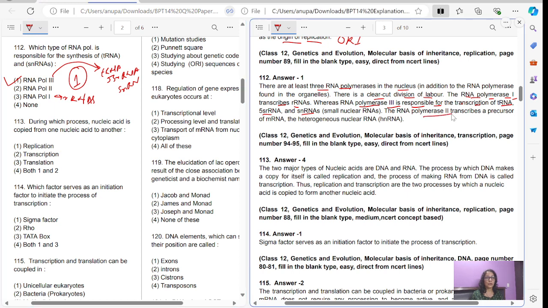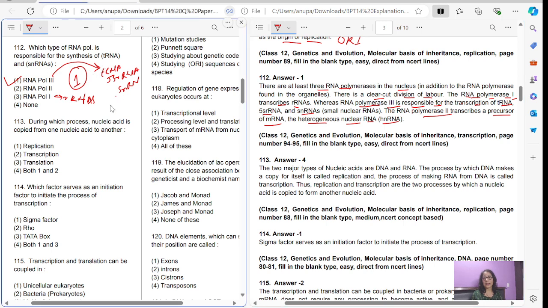And polymerase 2 transcribes the precursor of messenger RNA, the heterogeneous nuclear RNA, that is hnRNA. So here the question is asking which type of RNA polymerase is responsible for synthesis of tRNA and snRNA. tRNA and snRNA are synthesized by polymerase 3. So our answer will be option number 1.